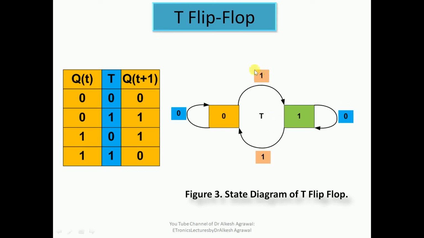When toggle is activated and the previous state is 0, it toggles to 1. Similarly, if the previous state of the flip-flop is 1 and toggle is activated, the state changes from 1 to 0. What is depicted in this truth table is shown in this state diagram.